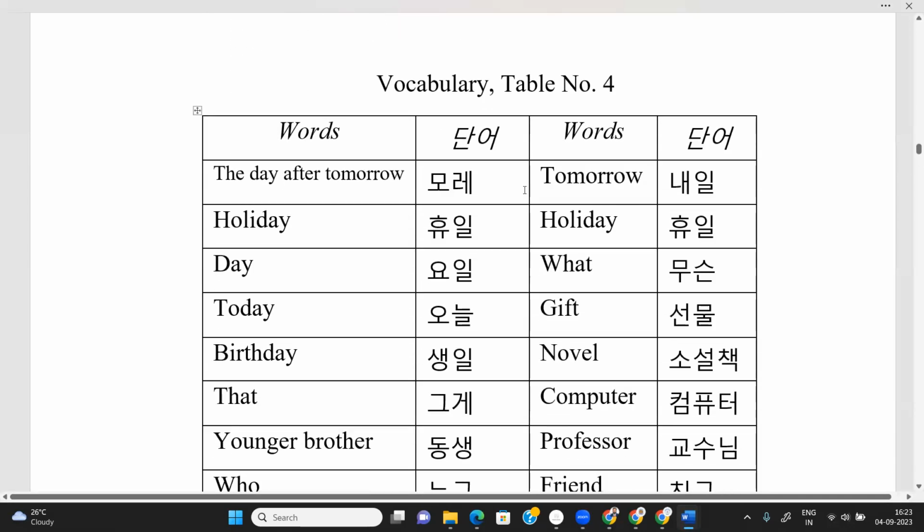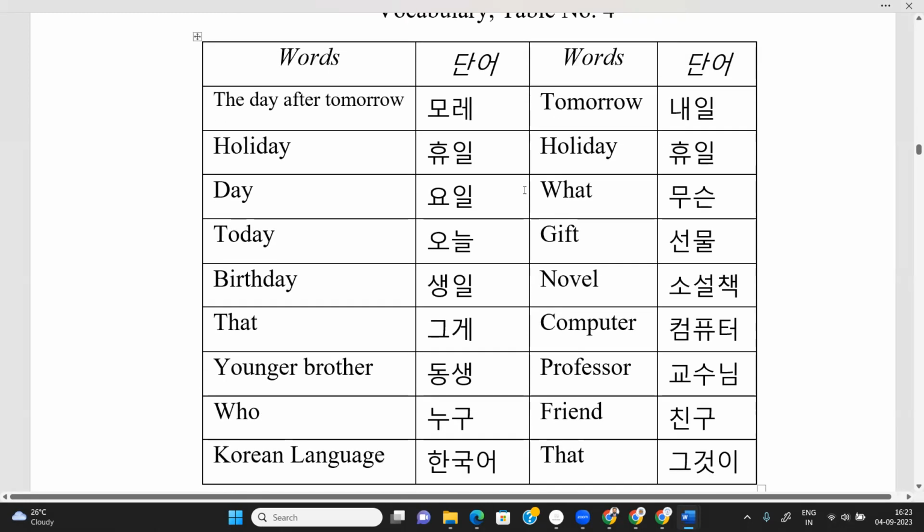Vocabulary. Table number 4. Words, 단어. The day after tomorrow, 모레. Holiday, 휴일. Day, 요일. Today, 오늘. Birthday, 생일. That, 그게. Younger brother, 동생. Who, 누구. Korean language, 한국어. Tomorrow, 내일. Holiday, 휴일. What, 무슨. Gift, 선물. Novel, 소설책. Computer, 컴퓨터. Professor, 교수님. Friend, 친구. That, 그것이.